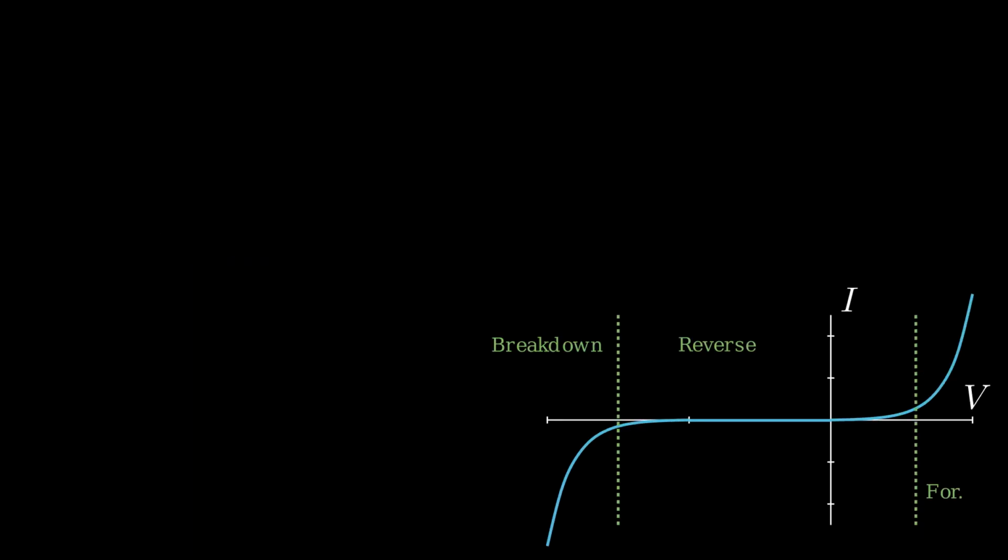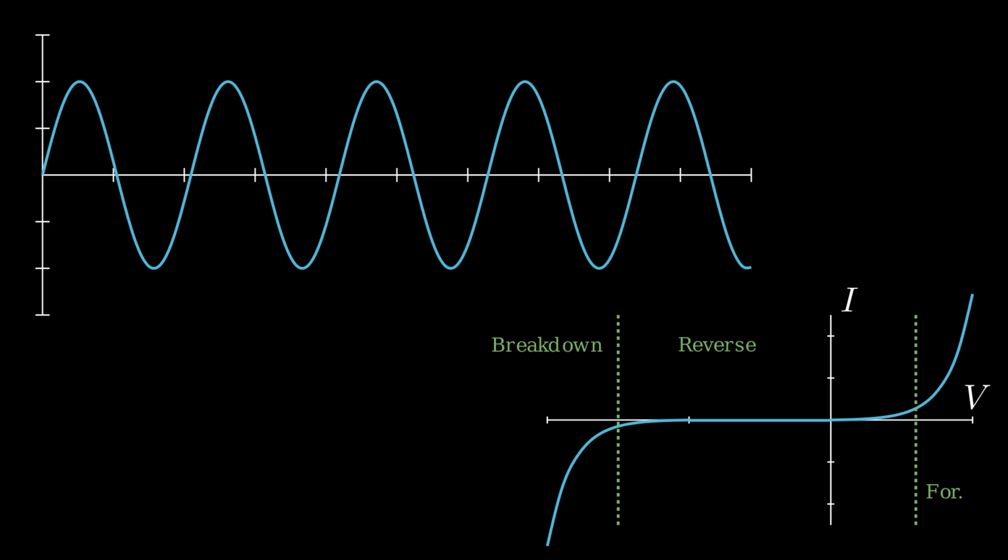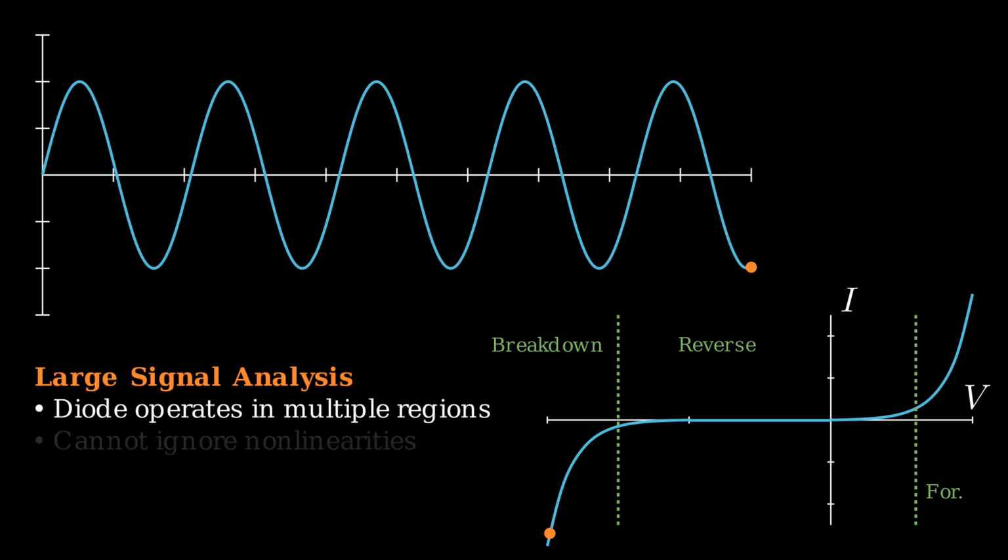As with all semiconductor analysis, we have to deal with the nonlinear volt-amp relationship. How we deal with this depends on how large the input signal is in relation to the operating point for the semiconductor. If the input signal is large enough to move the diode through more than one region of operation, we use large signal analysis. When this is true, we can't ignore the piecewise nonlinearities of the volt-amp characteristic. We can still use linear approximations for the individual regions, but there is no avoiding the transition between regions.